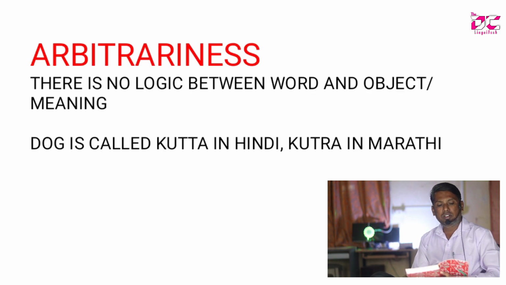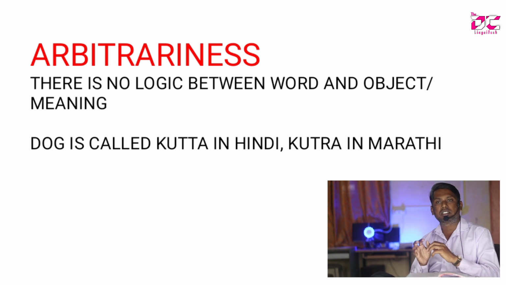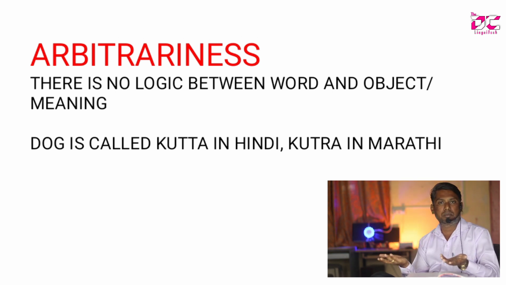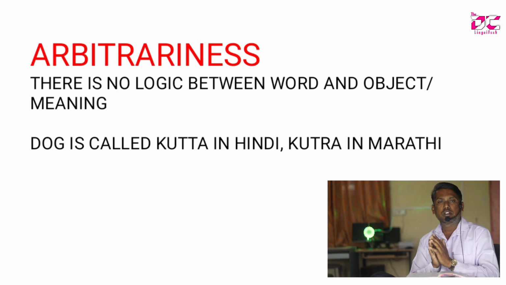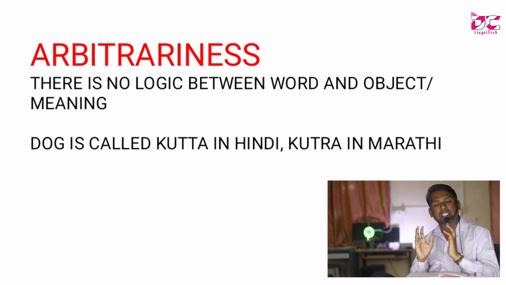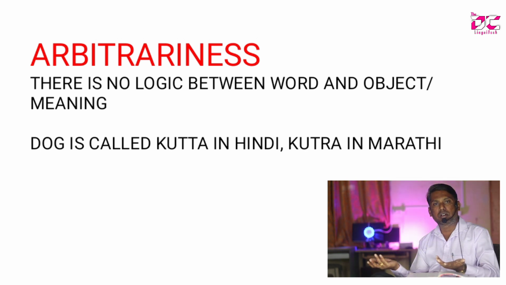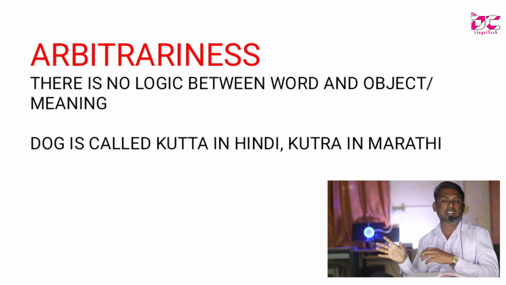And third, we can see arbitrariness. Now what is arbitrariness? There is no logical relationship between the word and the sound. For example, if I say dog, there is no logical relationship between the animal and the word. Dog is called kutta in Hindi, kutra in Marathi, and there are so many different names for the same animal, and there is no logic why the animal is called dog. It could have been called any other name like chair, and everybody would have said it is a chair. There is no logic behind the pronunciation of a word and spelling, and in the same way between the word and the object.